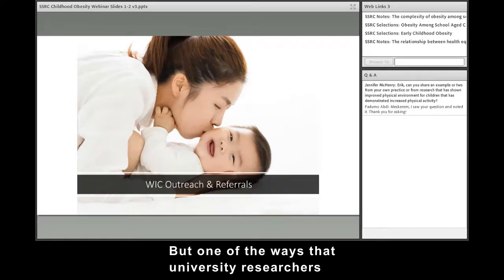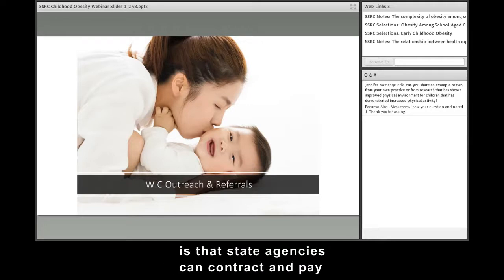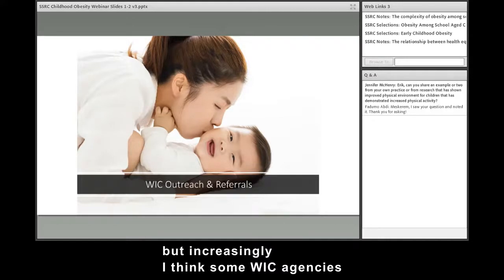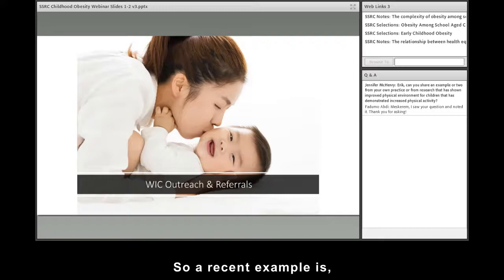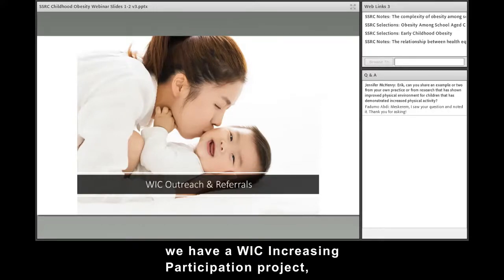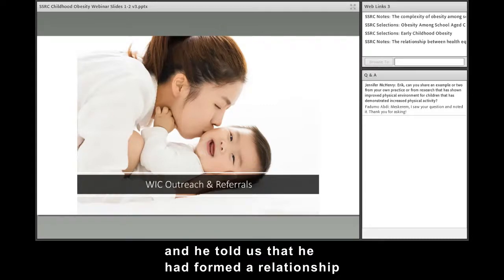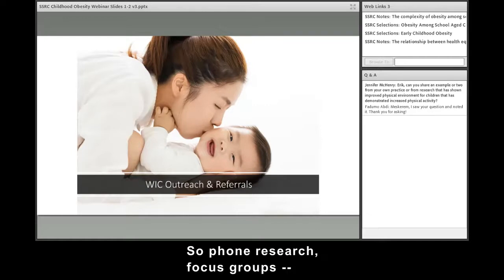But one of the ways that university researchers are involved in this, and I know a number of you who are on the phone are in fact researchers, is that state agencies can contract and pay for research about WIC in their state. So typically, for a long time, research on WIC has been on outcomes, which of course are fabulous. But increasingly, I think some WIC agencies have had relationships with the universities to look at why people aren't participating and why they drop out. A recent example: we have a WIC increasing participation project, and we were working with our anti-hunger partner in Oklahoma, and we went to visit with the state Oklahoma agency, and he told us that he had formed a relationship and was paying for research through the University of Oklahoma, which he then got back and was super helpful to him. So phone research, focus groups, universities are well set up to help with that.